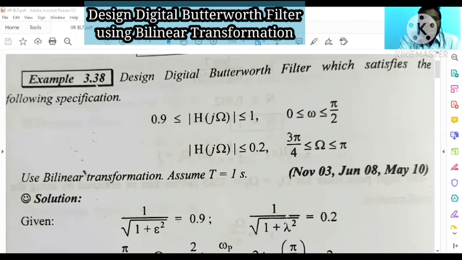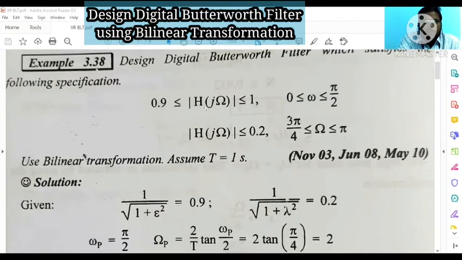Design a digital Butterworth filter which satisfies the following specification. See the specification: 0.9, that is, the magnitude of H(j omega), the frequency response, lies between 0.9 and 1 for omega between 0 and pi by 2. Then the magnitude of H(j omega) is less than or equal to 0.2 for omega between 3 pi by 4 and pi. Look at this problem specification. Here capital omega represents analog frequency, and small omega represents digital frequency.